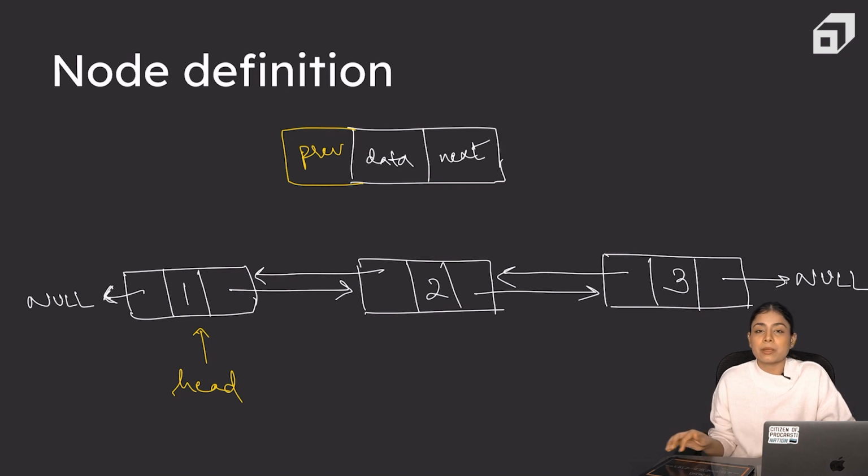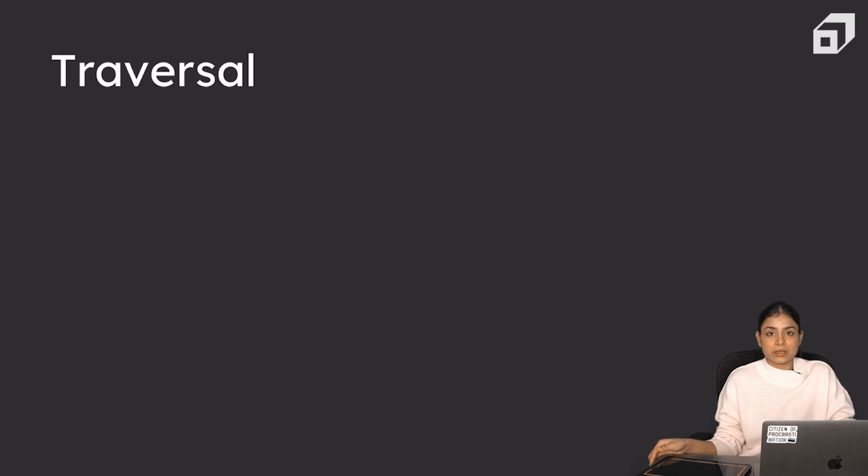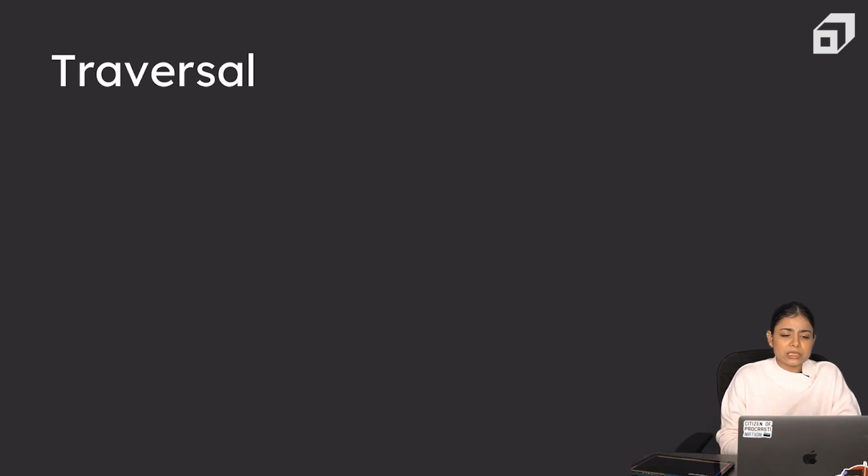Let's try to implement this, and we'll also see the traversal side by side. Okay, so we sort of know how to traverse a singly linked list, and the same way we'll be implementing it here in a doubly linked list. But the difference is that here we will be able to do not just the forward traversal but also the backward traversal.